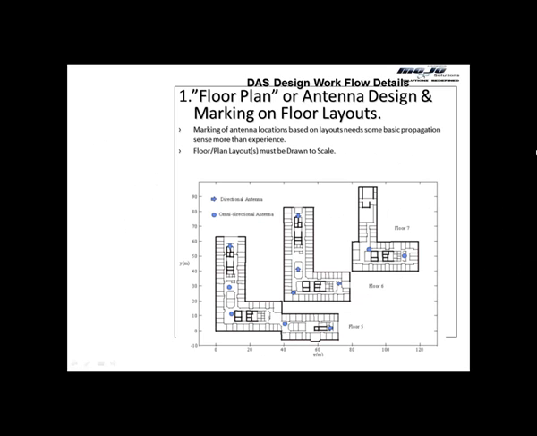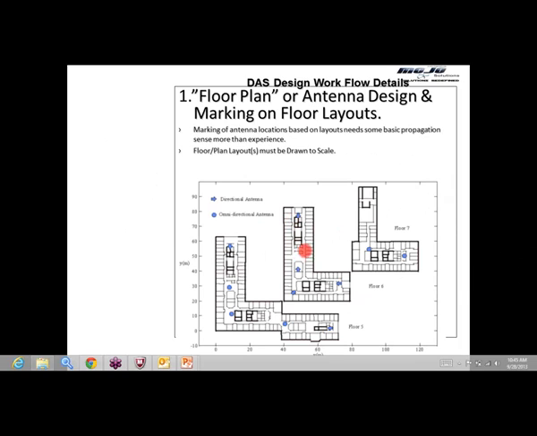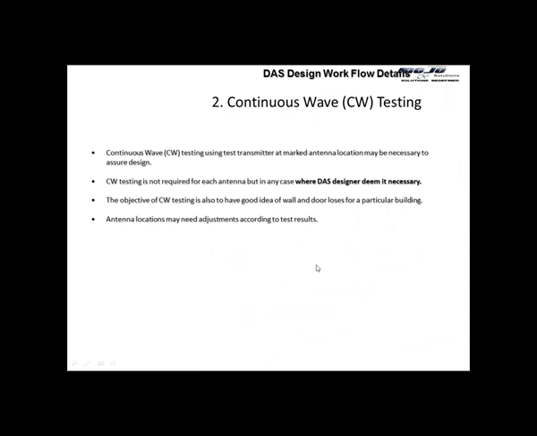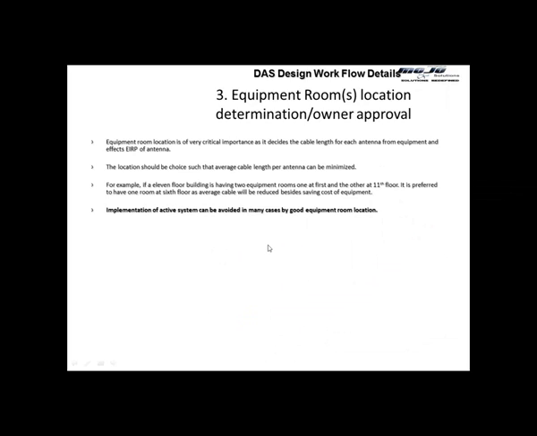Is it effective to install an antenna over here? Because it's a directional antenna, am I getting the coverage over here? Or over here, I'll put a test transmitter with a directional antenna and see. So it's not done for all the antennas, but it's a process which we should understand and utilize whenever possible for the best achievable design.